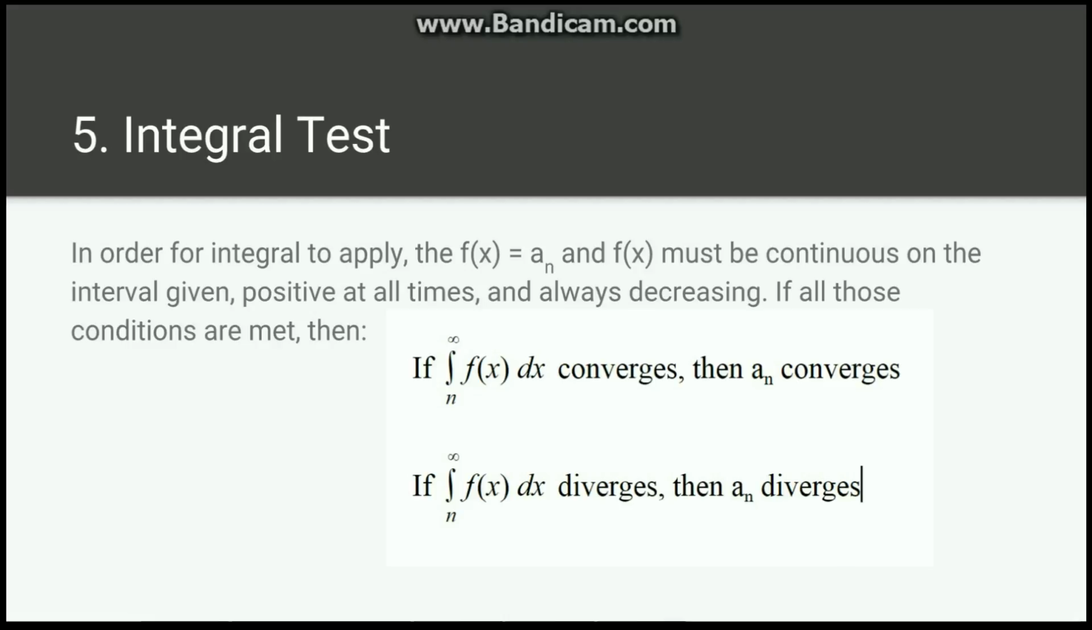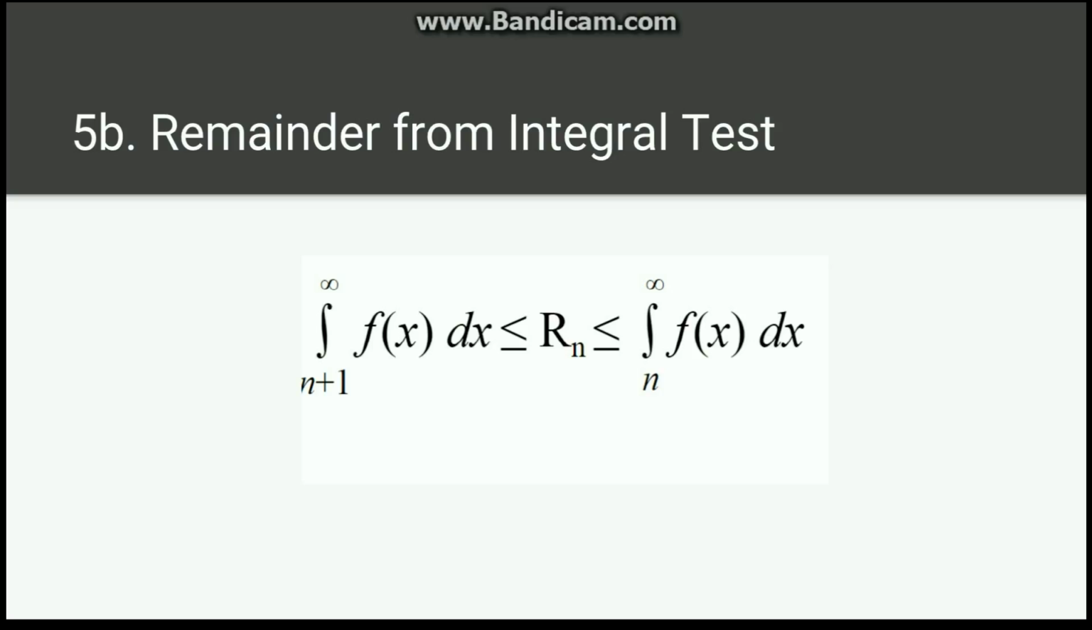So here we have the integral test, and we want to set f of x equal to a sub n, and we check if it's continuous on the interval given, positive at all times, and always decreasing. If all those conditions are met, then we find the integral from n to infinity of f of x and see if it converges. If it does, a sub n converges. If it doesn't converge, then it diverges. If we want to find the remainder of the integral test, we find the integral from n plus 1 and the integral from n, and the remainder is in between those values.